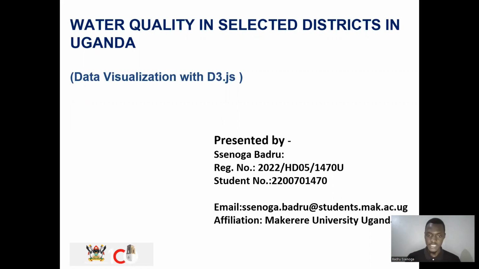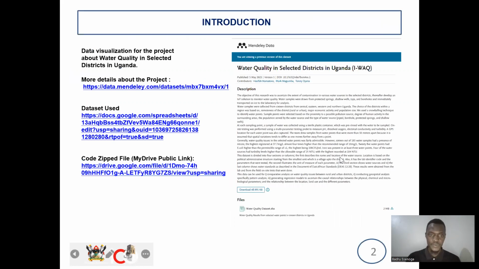This is a project that was conducted by a group of researchers, and they took different samples from different districts in Uganda, from different water sources. That is to say, the boreholes, the wells, protected springs, tap water, from all different regions in Uganda: the eastern, western, northern, and central.